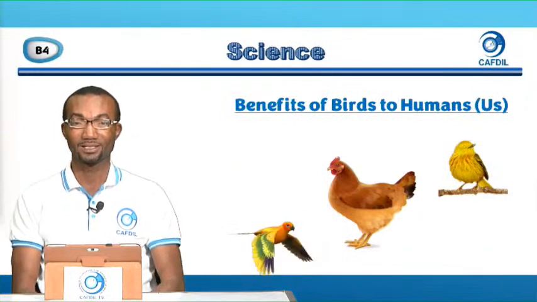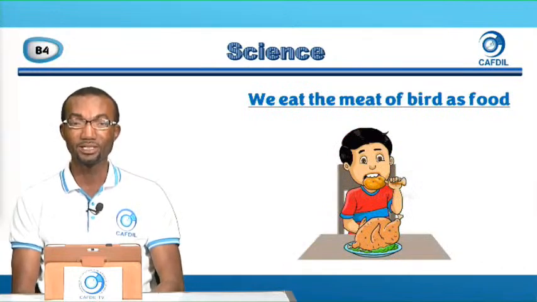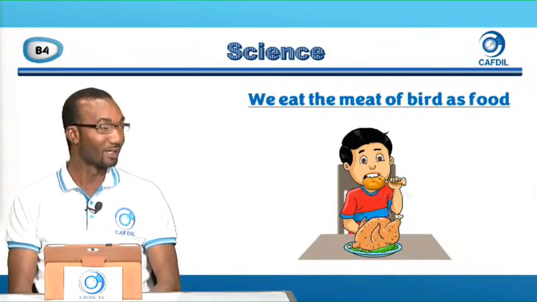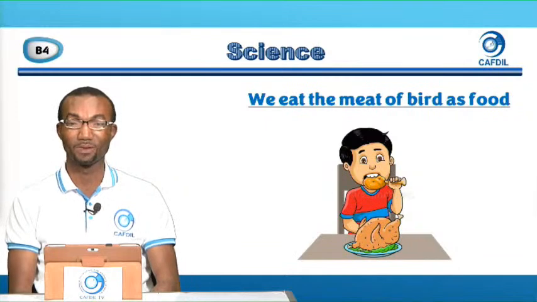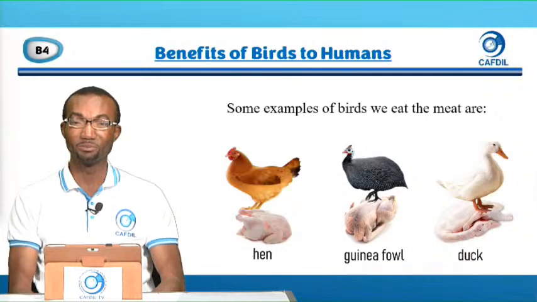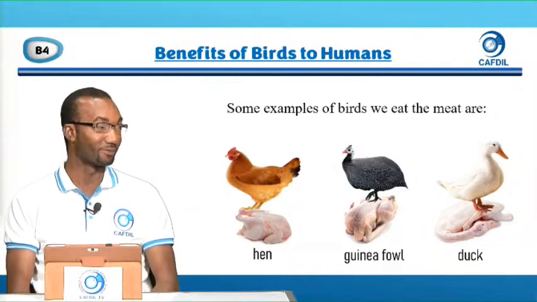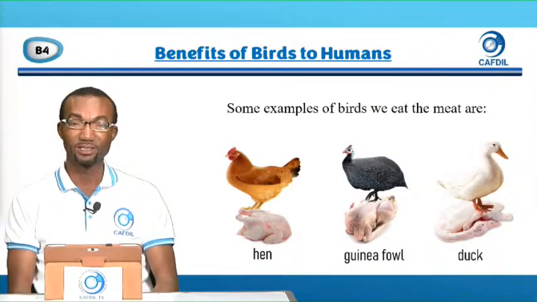Good. Now let's start the lesson on benefits of birds to us. 1. We eat the meat of birds as food. As you see the boy there enjoying the chicken, we eat the meat of birds as food. Some examples of birds whose meat we eat are hen, guinea fowl, and duck. We eat the meat of these birds as food.